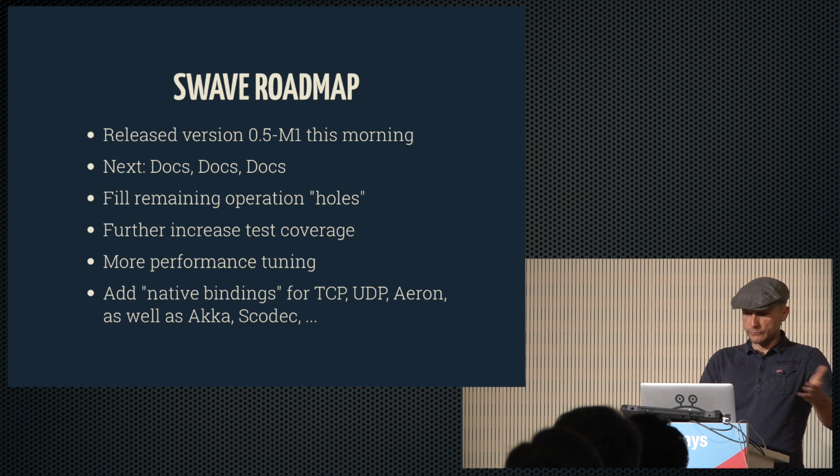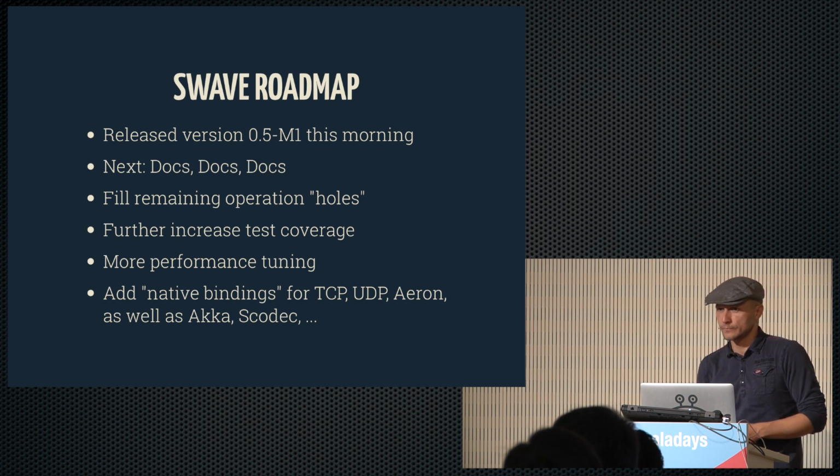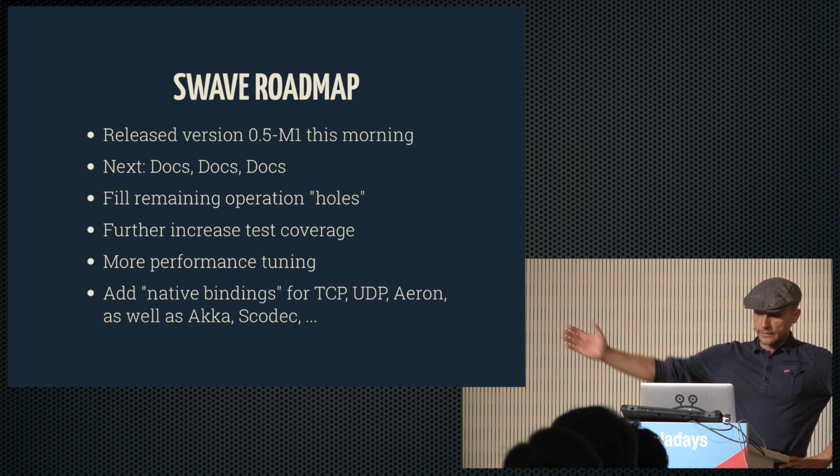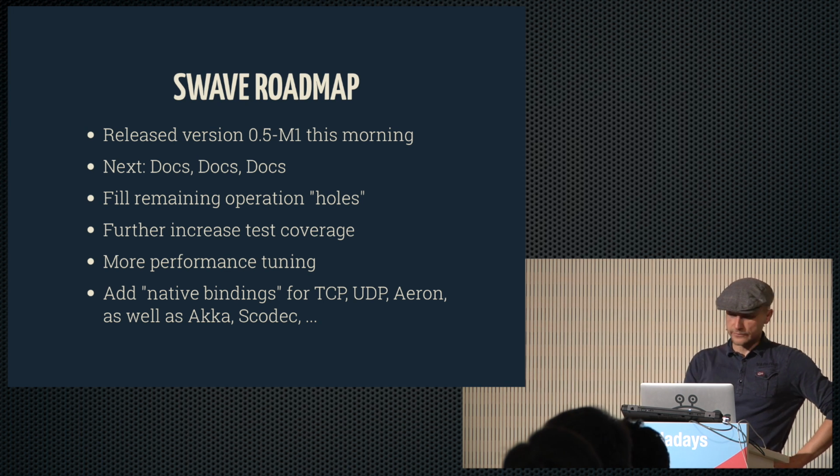The roadmap: I just released version 0.5 M1 this morning. It's on Maven Central. You can go play with it. Next, we need documentation, documentation, and documentation. That's the next big thing. There are a few remaining holes in terms of operations, and we need more performance tuning. And of course, we can add all kinds of features, but we want to get the core right.